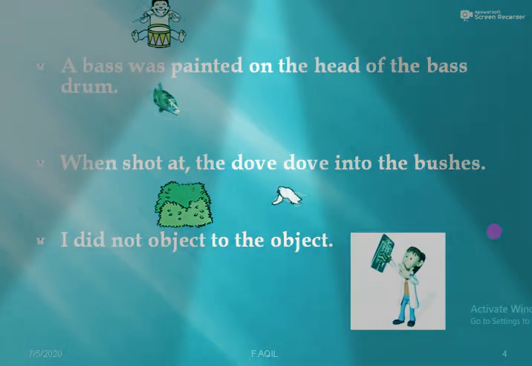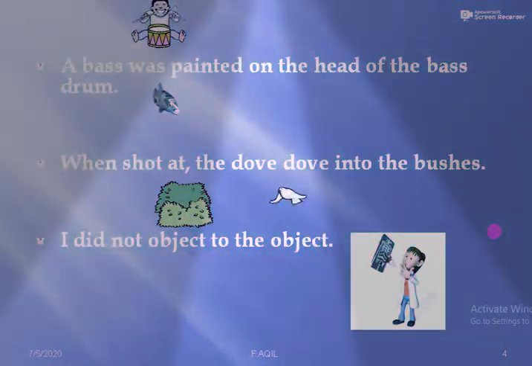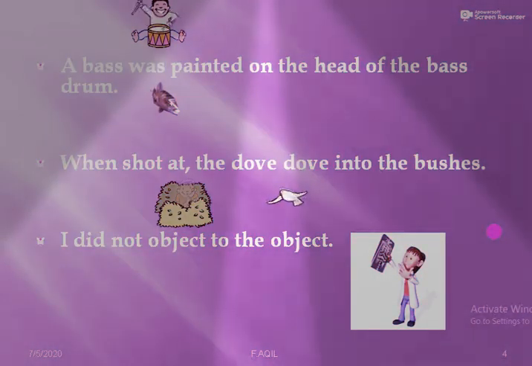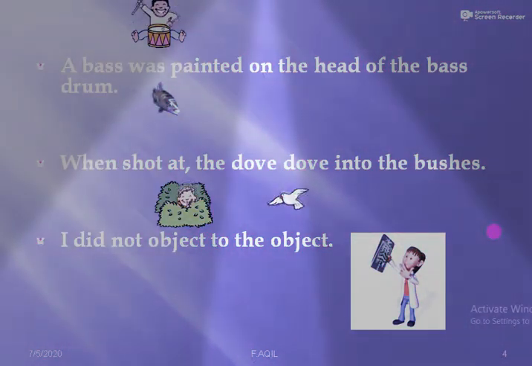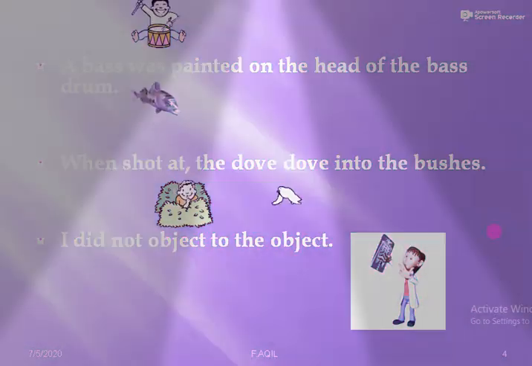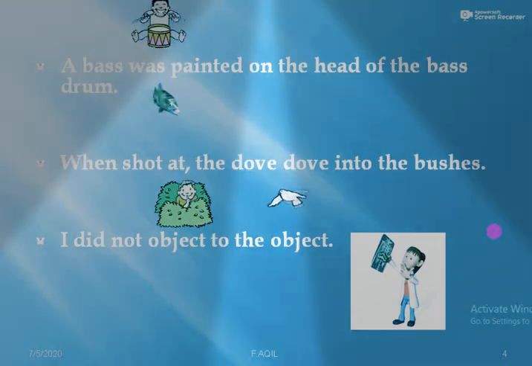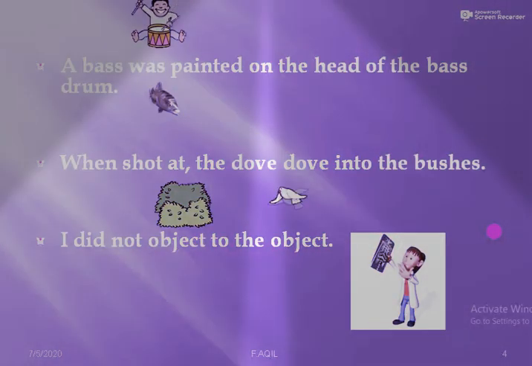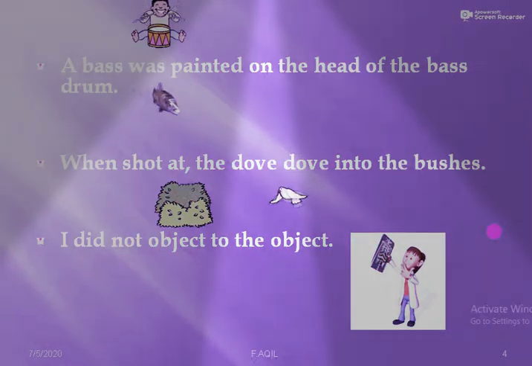Now, when shot at, the dove dove into the bushes. When shot at, that is when we shoot. Shot is the second form of shoot. With a gun, maybe you shoot a bird. Now the bird we're talking about here is a dove. Dove is the name of a bird, like the one shown in the picture. And the second one is dove, which is the second form of the word dive. We have a word dive, so the second form of it is dove. So when shot at, the dove dove into the bushes. That is, it hid. It ran away and it hid itself.